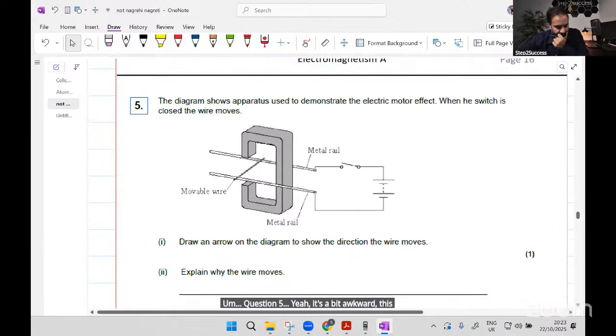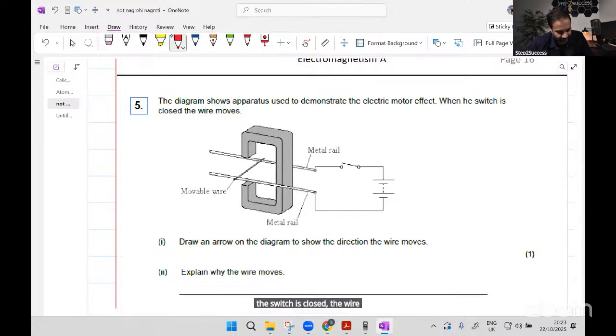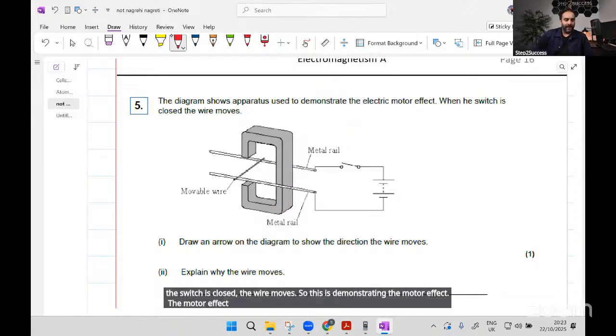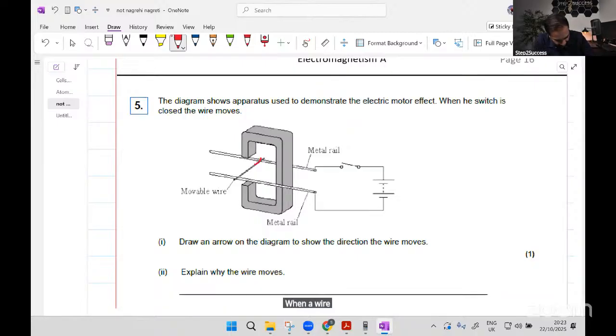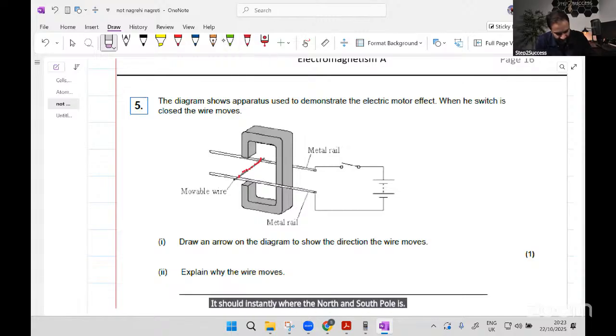The diagram shows apparatus used to demonstrate the electric motor effect. When the switch is closed, the wire moves. So this is demonstrating the motor effect. The motor effect happens when a wire that's carrying current is in another magnetic field. So because of these magnets, there's a problem in this question. It doesn't tell you where the north and south pole is. We can assume that the North Pole is there and the South Pole is there.